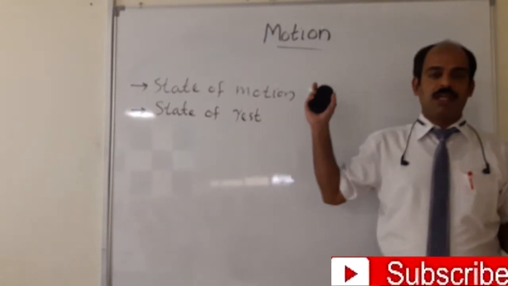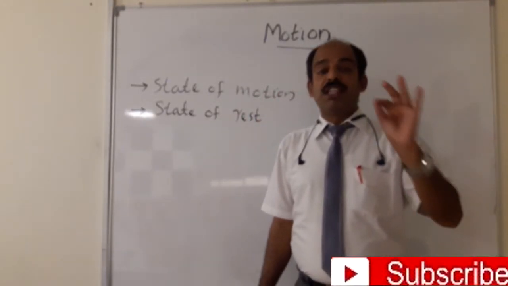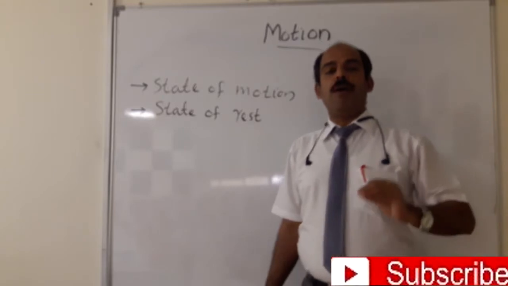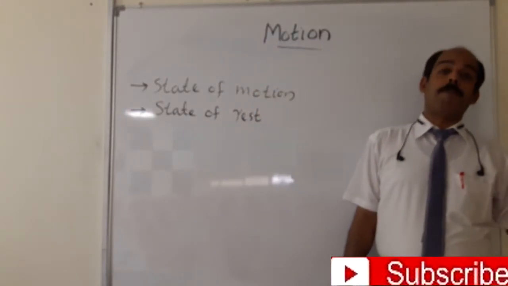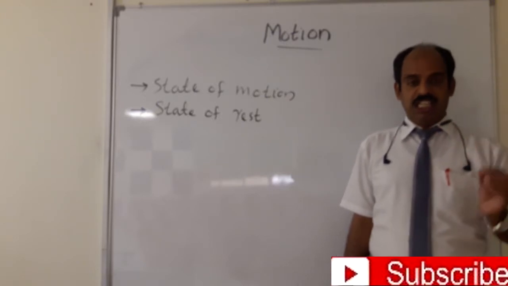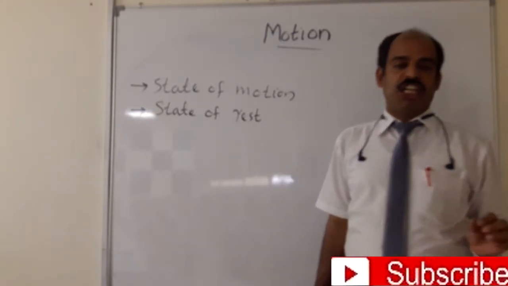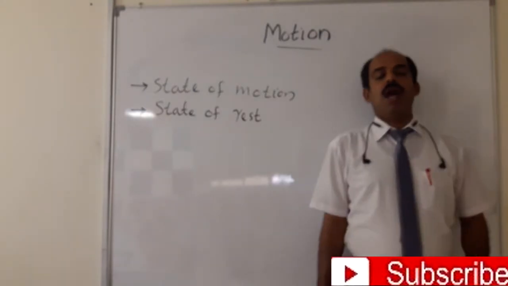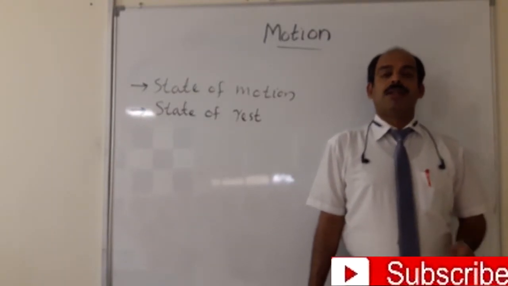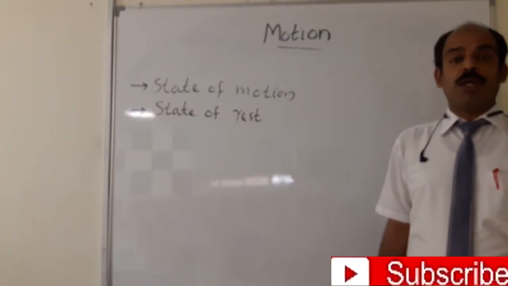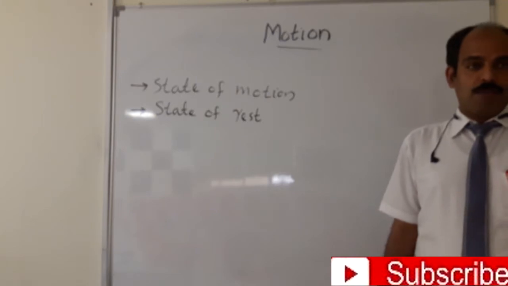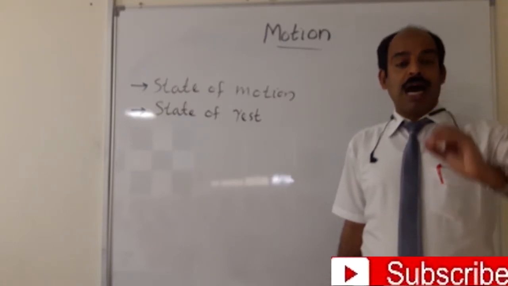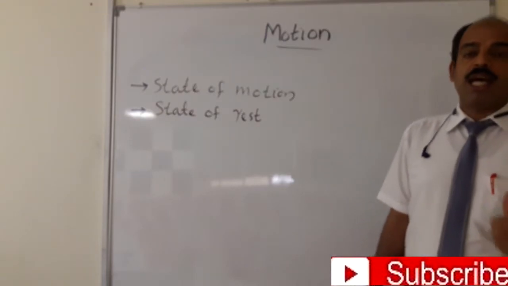So state of motion means if position of an object changes with respect to a fixed object, then the object is said to be in a state of motion, right? Example, a moving bus. Position of that bus is changing with respect to bus station or bus stop. Then we can say that bus is in a state of motion, right? Another example, a moving car. The position of the car is changing with respect to the parking board, right? Then we can say that the car is in a state of motion, right? That is state of motion.